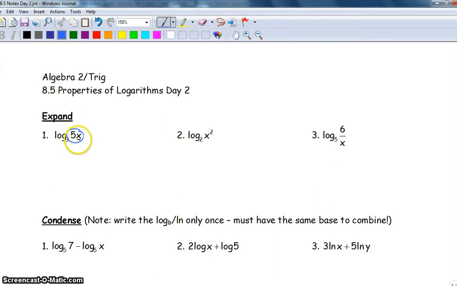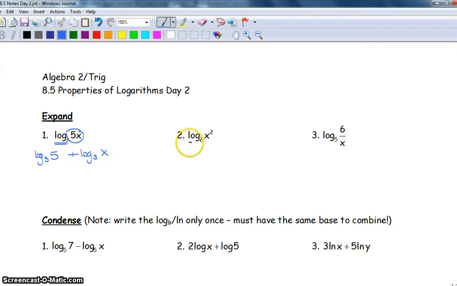5 times x means we're multiplying, which means we're going to separate our pieces with an addition sign. Since log base 3 is going to be present in both of our pieces, you're always going to have that same base, and that's going to be log base 3 of 5 plus log base 3 of x.